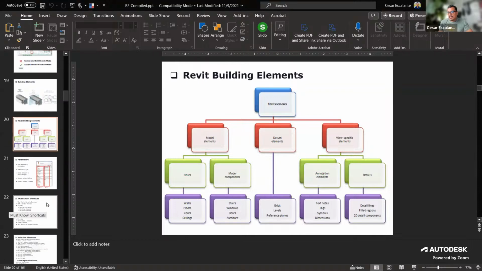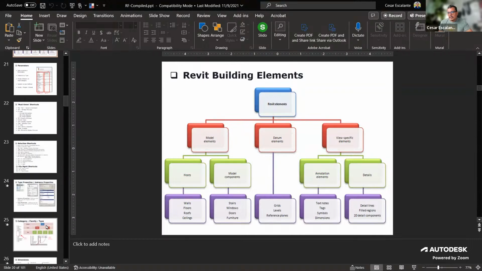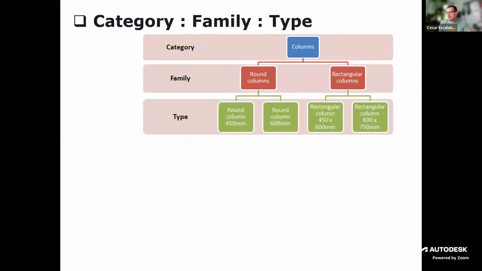And then the other one, it's the category, family, and type, right? I showed you this before. Category, set of common properties. A family is a collection of objects with same parameters of physical representation. A type, it's individual members of a family with unique parameter values.